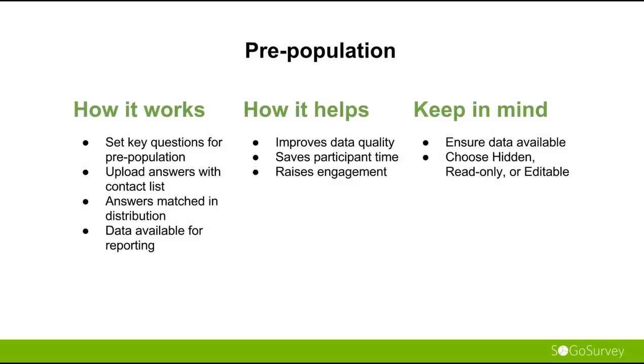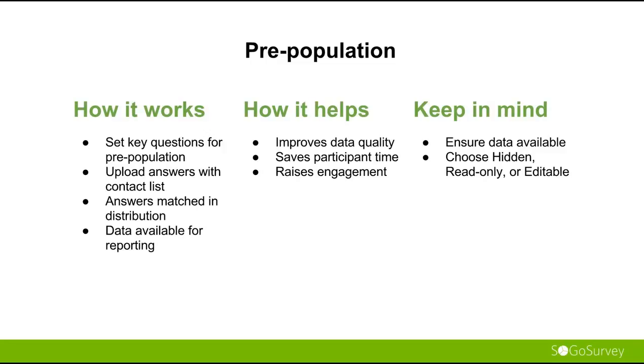Next up is pre-population. As you can see, this is done in advance, before you actually send out your survey. The basic idea here is that you already know something about your participants, and you don't need them to answer those questions. So you're going to be choosing, as you see here on the left how it works, 1 or 2 key questions, could be more if you like, that are going to be identified for pre-population. You need to make sure that you have this data.